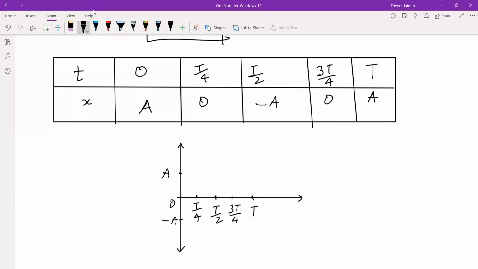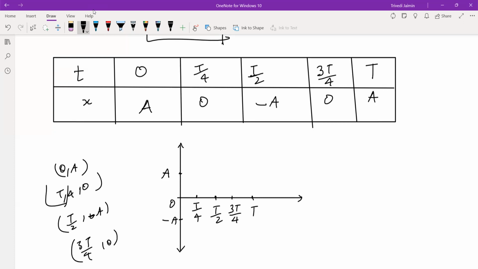So when t is 0, the displacement is a, that is 0, comma a. First one. Second one, we want t by 4, comma 0. Third one, we want t by 2, comma minus a. Fourth, 3t by 4, comma 0. And fifth, t, comma a. So how will the graph go?